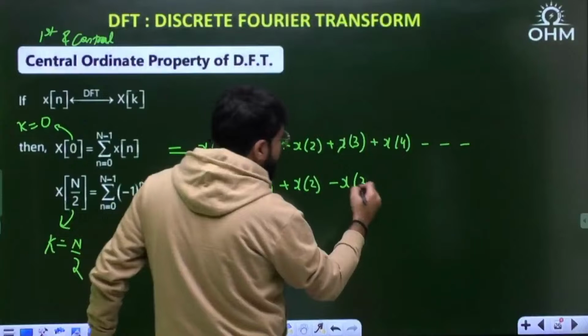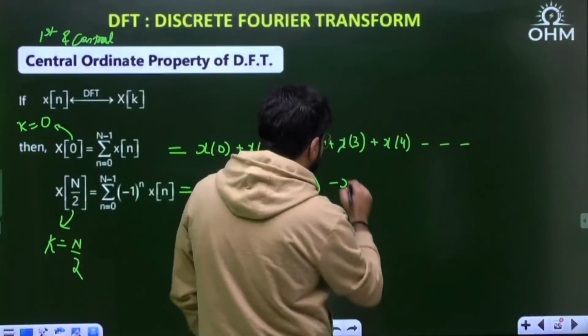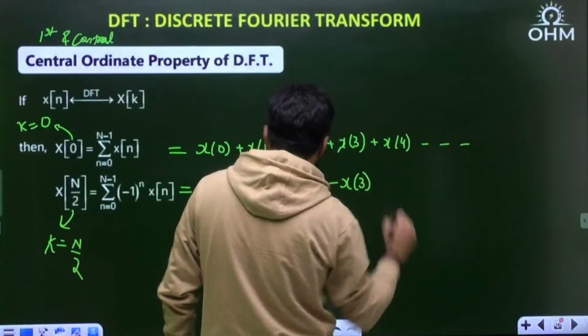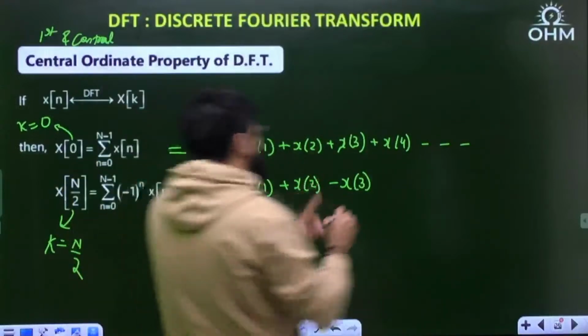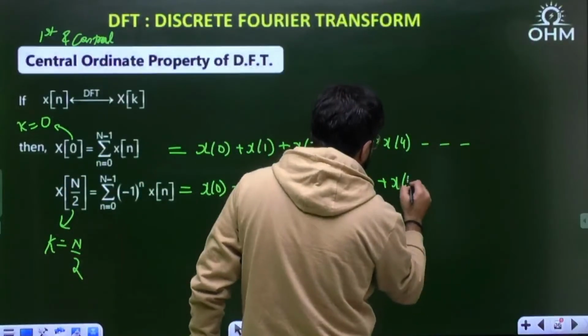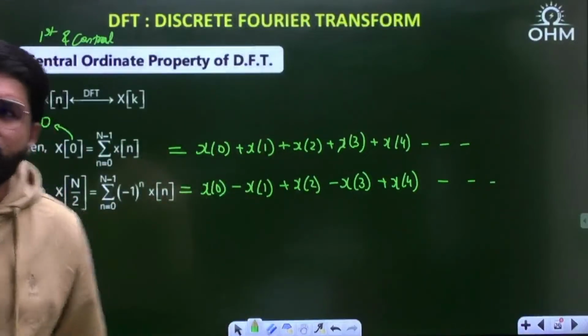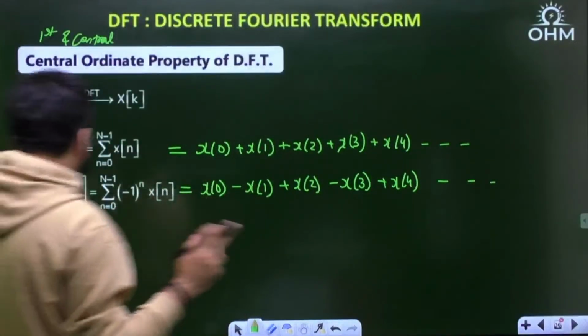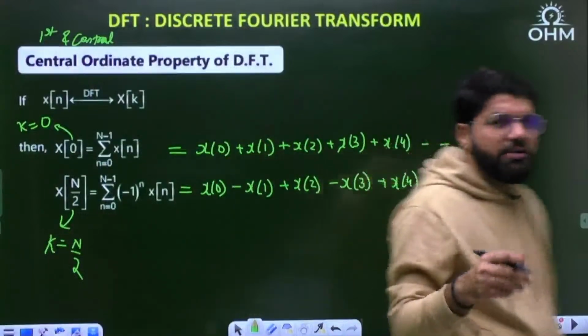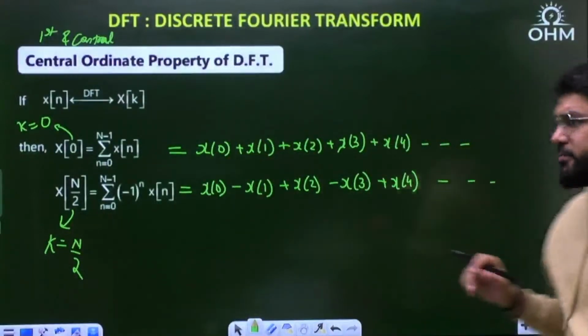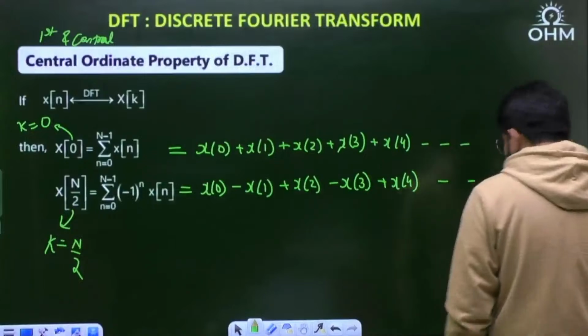So this is alternate plus minus, as I told you. Here what you have to simply follow is the alternate plus minus: x0 minus x1 plus x2 minus x3 plus x4 minus x5, and so on, till the last value. These are very important properties, useful for questions: the first and the central ordinate.